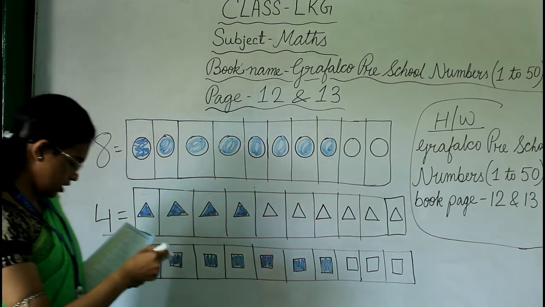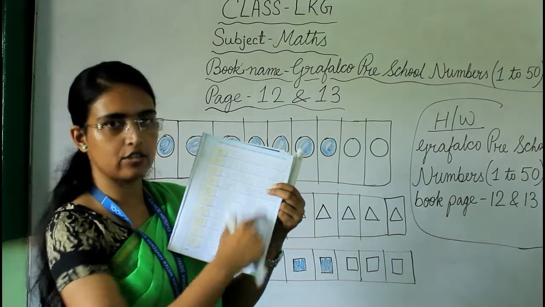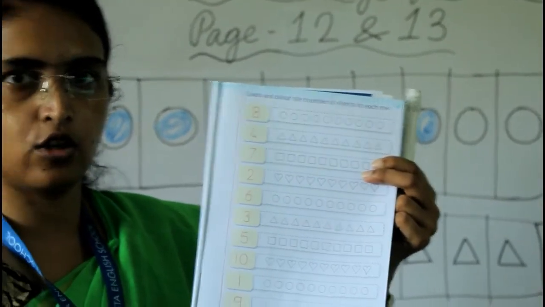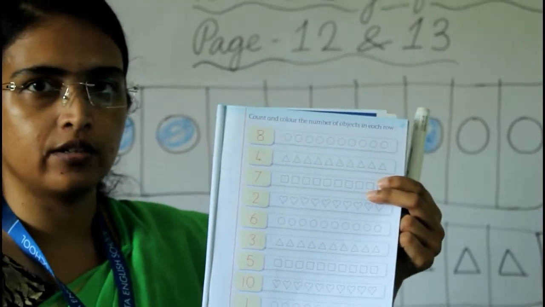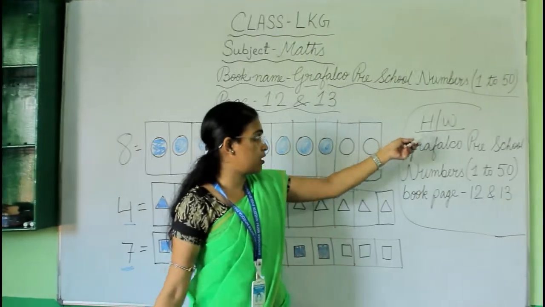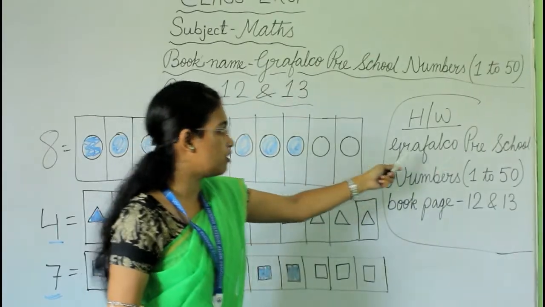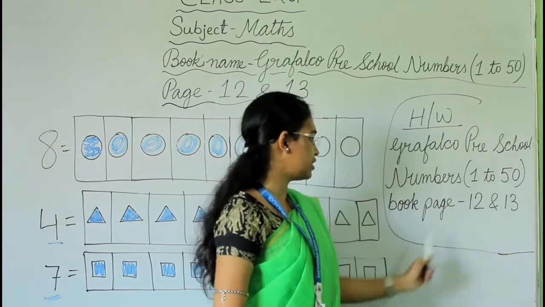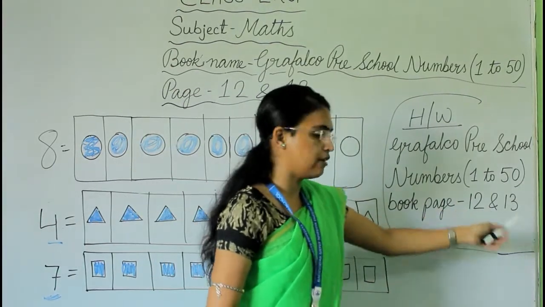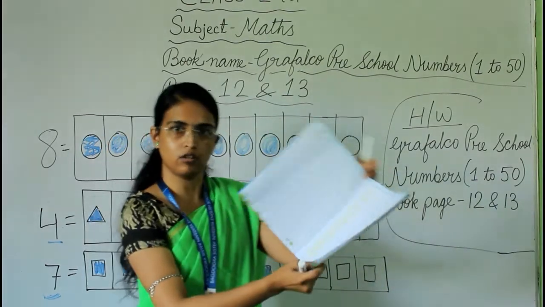Okay. So in this way, you also have to count all these objects according to their numbers and color those objects. Okay. This is your homework. So pause the video and note down this homework. Grapholco preschool numbers 1 to 50. That means this book, and page number 12 and 13. That means this page and this page. Okay, this is your homework.